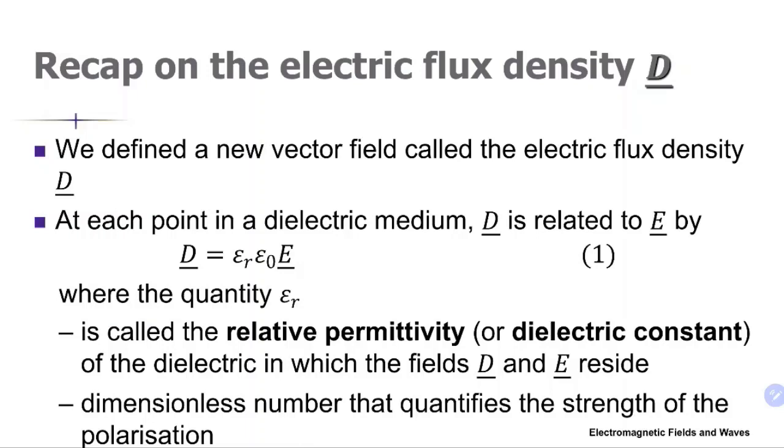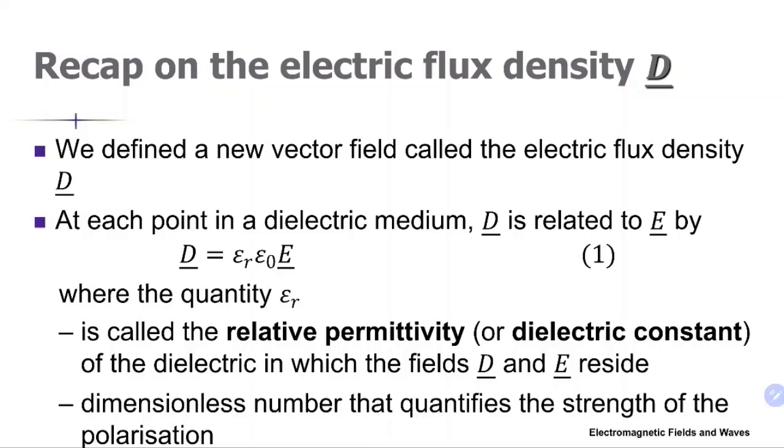So, recapping what we have talked about on electric flux density D. We defined a new vector field which is called the electric flux density D. We did that in the last lecture on topic 3. And then we also introduced the relationship between the electric flux density and the electric field. So the electric flux density is equal to epsilon r epsilon naught times the electric field.